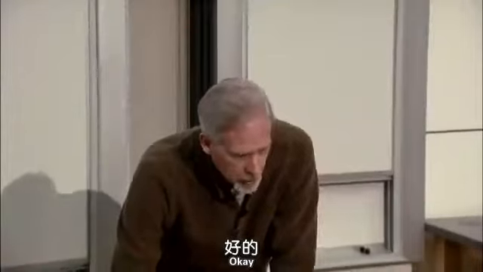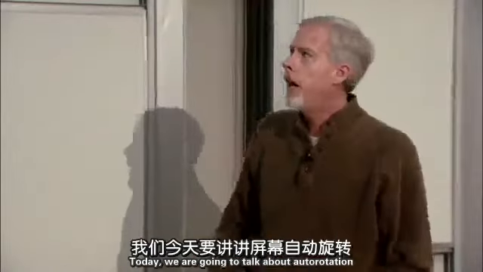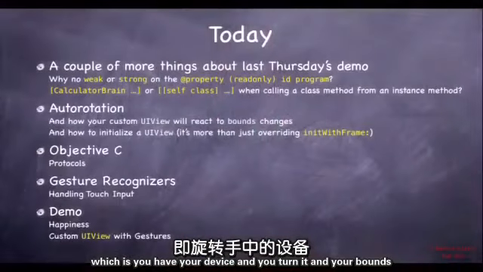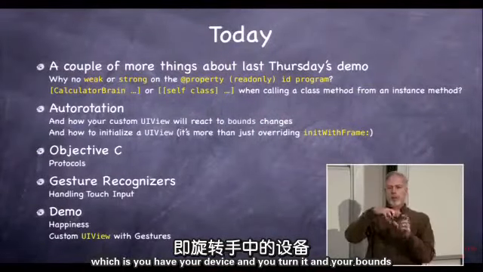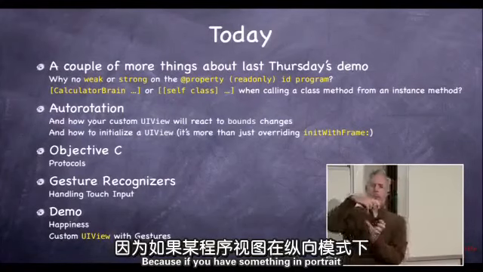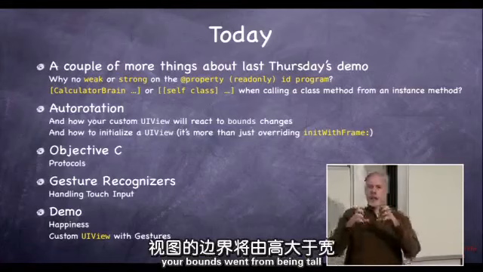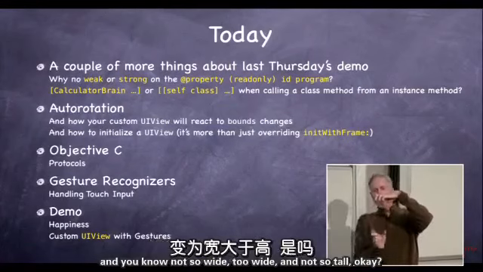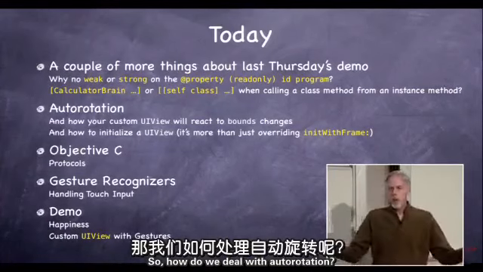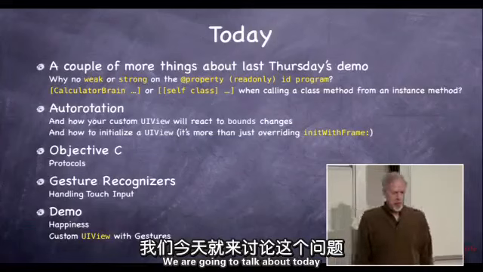Okay. What are we going to do today? Today we're going to talk about auto rotation, which is when you have your device and you turn it and the bounds of your views change, right? Because if you had something in portrait and you turn it to landscape, your bounds went from being tall and not so wide to wide and not so tall. So how do we deal with auto rotation? We're going to talk about that today.